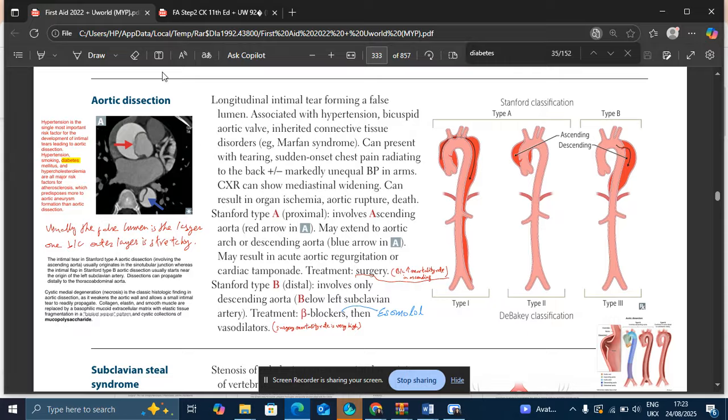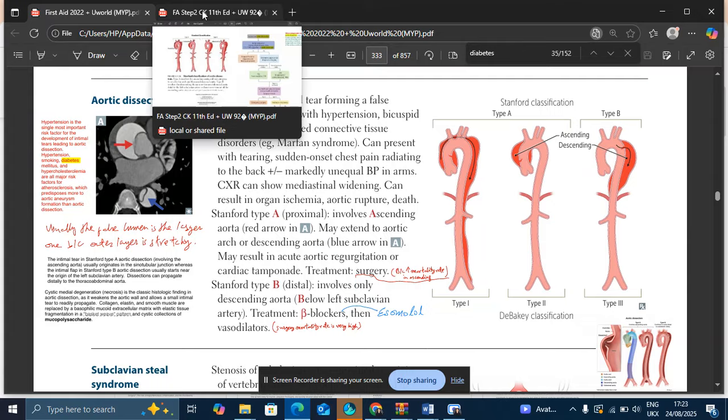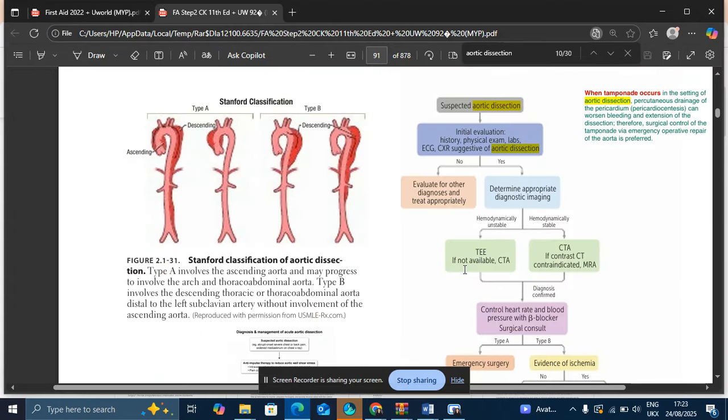Okay. Here is a high yield flowchart I wanted to share with you guys. I hope this is going to help you. If you're suspecting aortic dissection, the initial evaluation would be history, physical exam, labs, ECG, and chest X-ray. Chest X-ray will show a widened mediastinum. If suggestive, we will go for other diagnostic imaging. The first line for hemodynamically stable patients is CT angiogram. If contrast is contraindicated, then MR angiogram. For hemodynamically unstable patients, transesophageal echocardiogram, TEE.